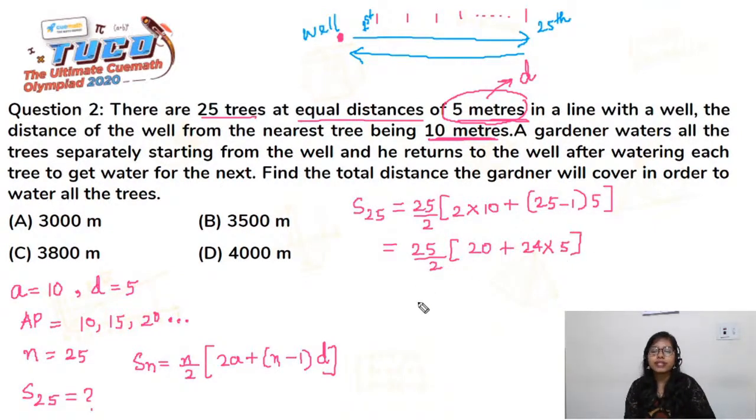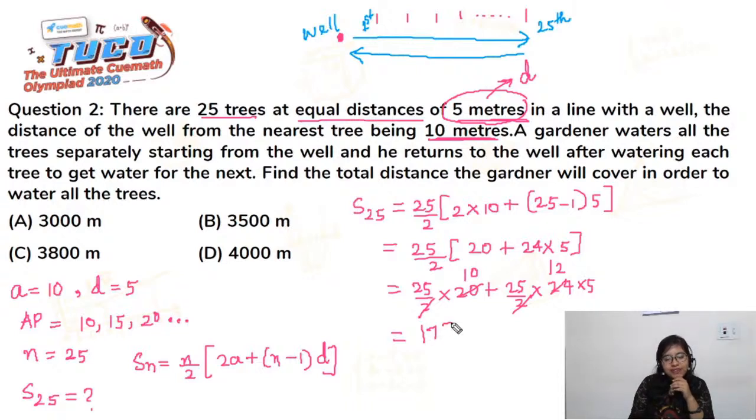All of you could try solving this. When you solve this, it is 25 over 2 times 20 plus 25 over 2 times 24 times 5. This is going to give me a 12 and this is going to give me a 10. Everybody could calculate this and give me the result. Please try this out. So this is going to be 1750, which is only the one-sided distance.